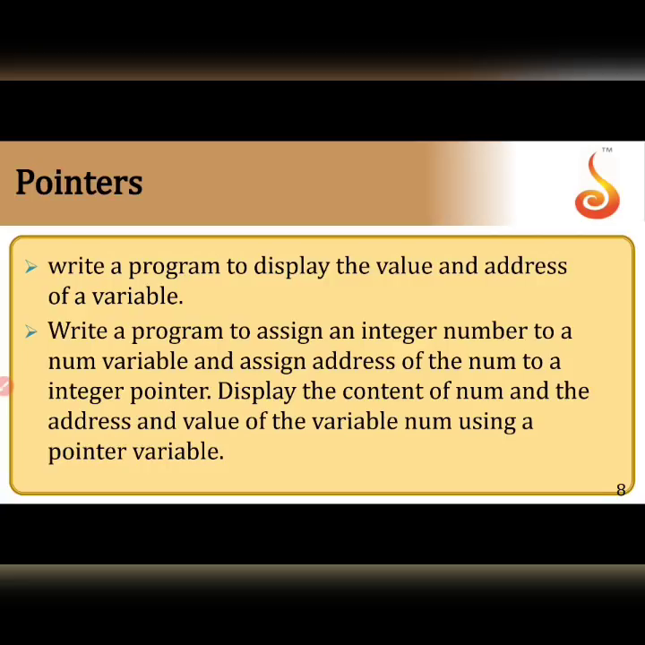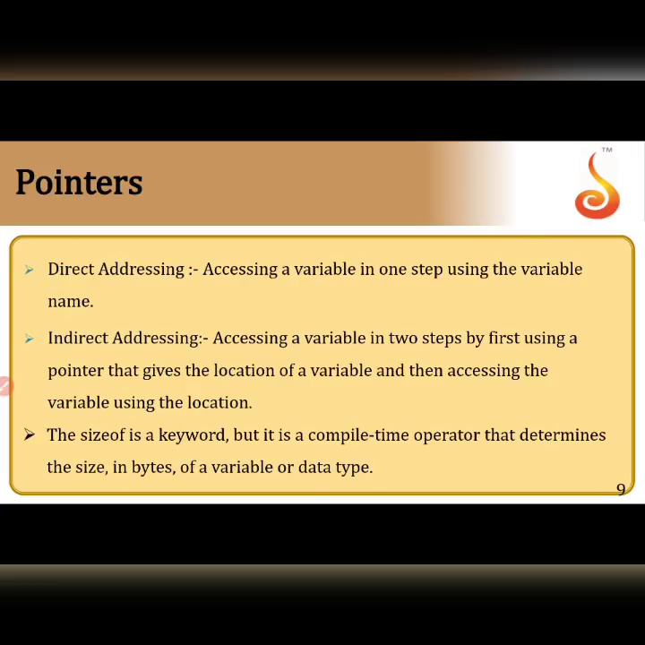We started with the chapter pointers. We completed inheritance. Hope you have understood that. And then we started with the chapter pointers, and we did what are pointers, what is memory allocation, and what is a memory address. And then we did these two programs: how to write a program to display the value and address of a variable using the variable as well as the pointer in the second program. Okay. Now, we'll continue with that.